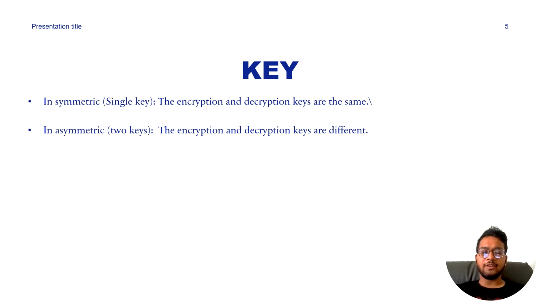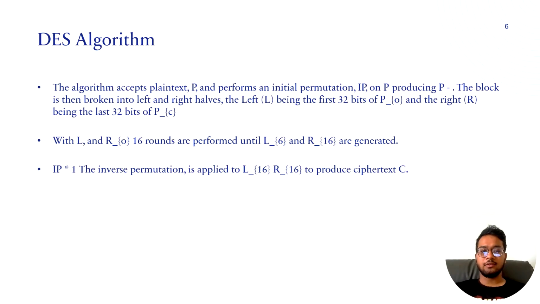If I talk about the key, there are different types of keys. For example, the symmetric one: the encryption and decryption keys will be the same. On the other hand, with the asymmetric key, there are two keys: for encryption there will be one key, and for decryption it should be a different one.